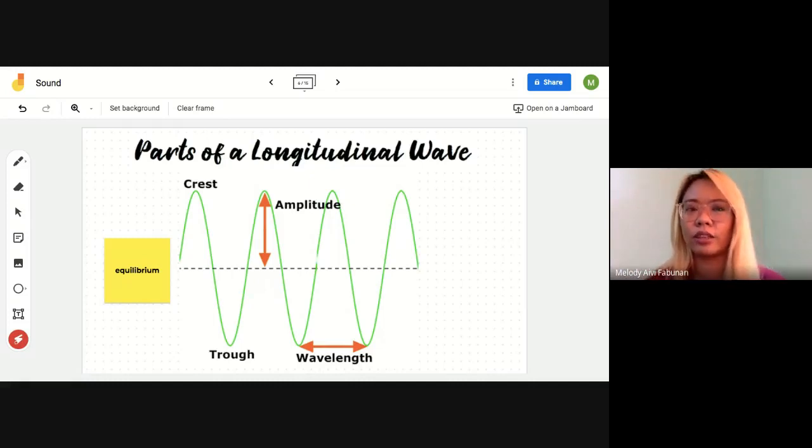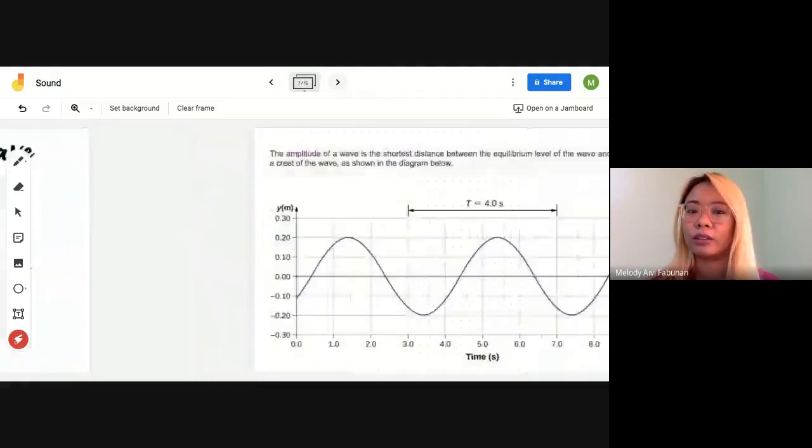Okay, let's continue. Anyway, this video is recorded and it will be uploaded on YouTube. So if you still have a missing definition or description about the different parts of the longitudinal wave, just go to YouTube and replay that part of the recorded video so that you can complete your notes. Okay, so I'm going to continue with the different characteristics of a sound.